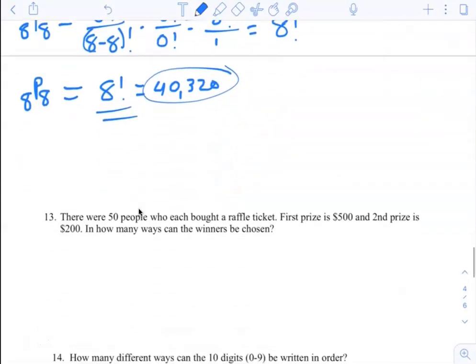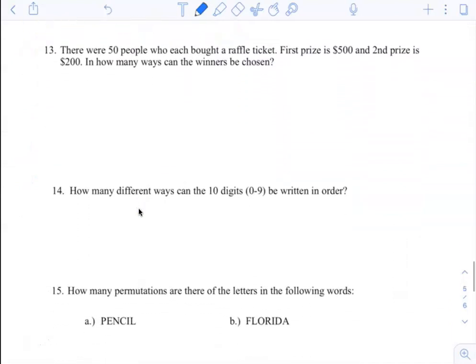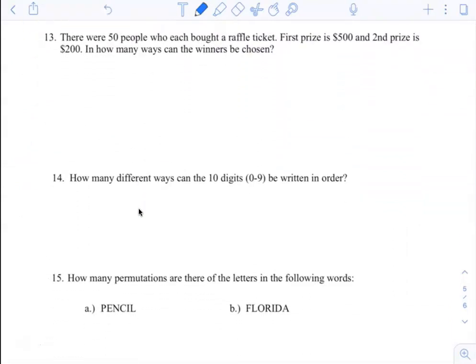Okay, I'm sure we'll see a couple more of those as we go. 50 people each bought a raffle ticket. First prize is 500 and second prize is 200. So there we have order mattering again. And how many ways can the winners be chosen? So here's my bigger number. There's 50 people that I'm going to pick 2 winners from, first prize and second prize, where order matters.